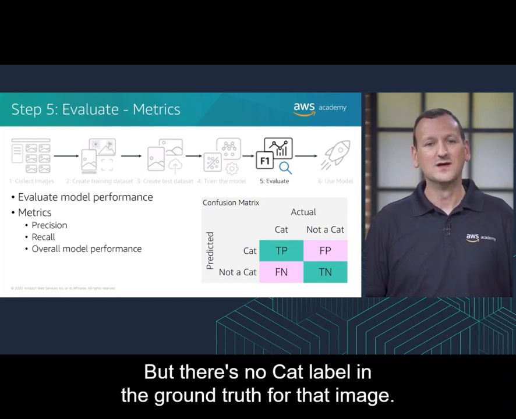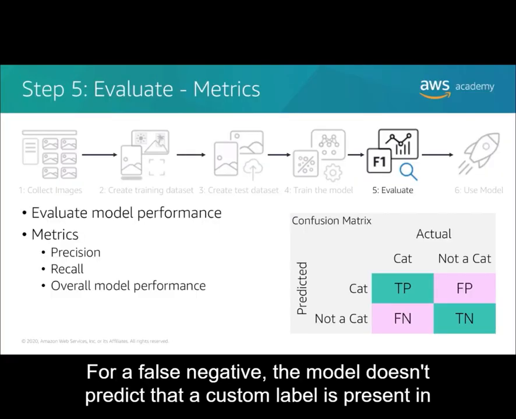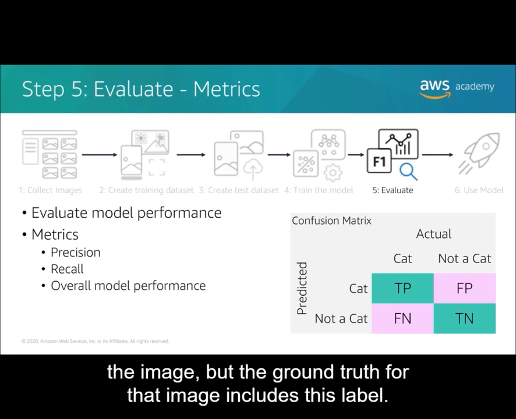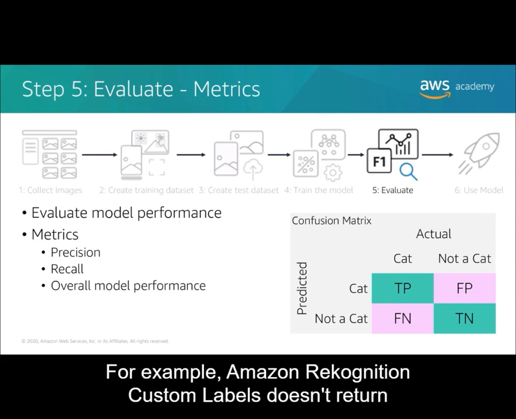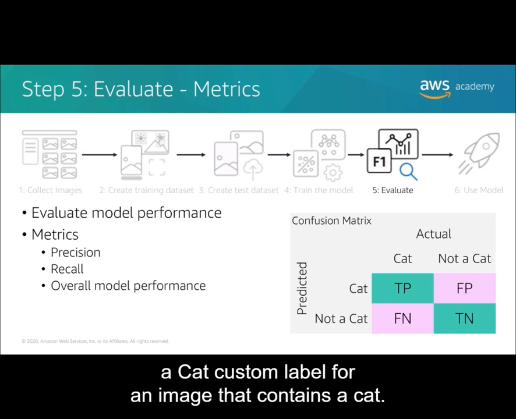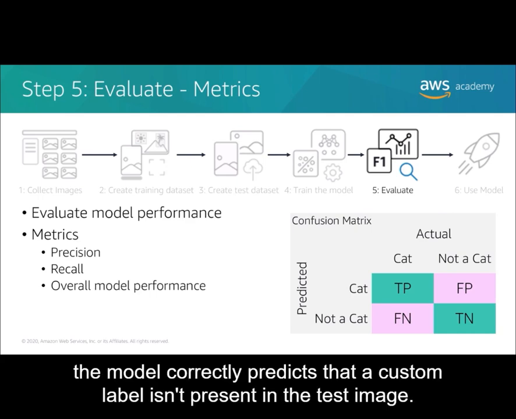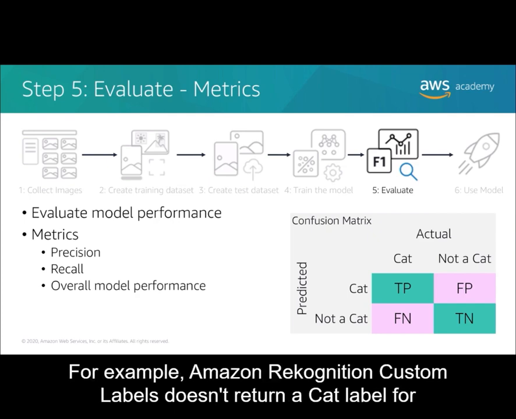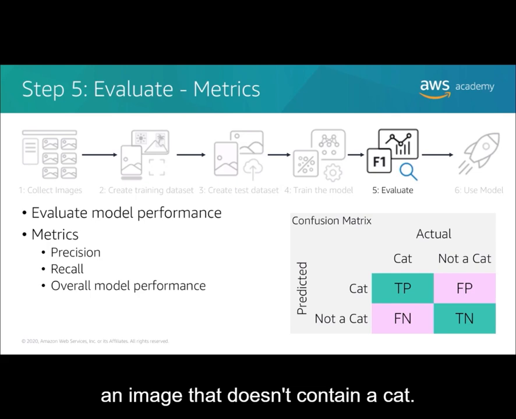that image. For a false negative, the model doesn't predict that a custom label is present in the image, but the ground truth for that image includes this label. For example, Amazon Rekognition Custom Labels doesn't return a cat custom label for an image that contains a cat. With a true negative, the model correctly predicts that a custom label isn't present in the test image. For example, Amazon Rekognition Custom Labels doesn't return a cat label for an image that doesn't contain a cat.